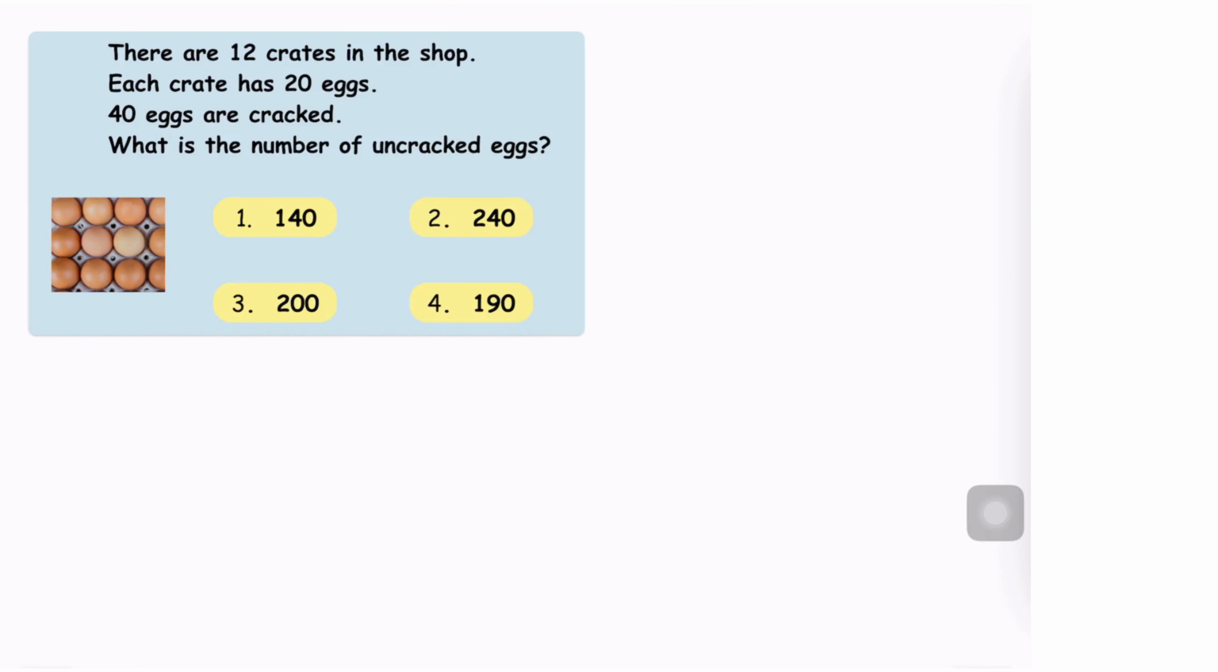Okay, so this is the next question in front of you. There are 12 crates in the shop. Each crate has 20 eggs. 40 eggs are cracked or spoiled. What is the number of uncracked eggs? I will give you 10 seconds. In case you need more time, just pause this video. And after 10 seconds, we will solve this question together.